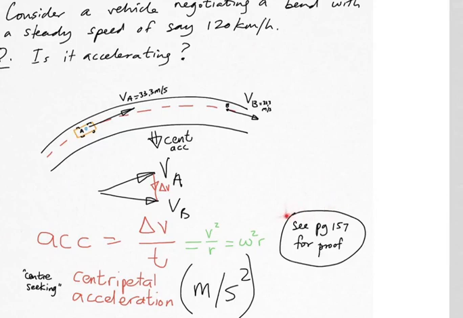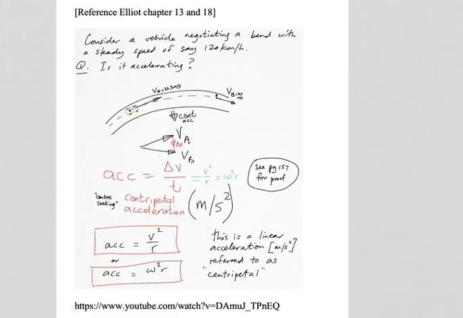The proof for what we've just done is on page 157 in your books. You're welcome to have a look at that. And while we're on the subject, another term for centripetal would be center seeking. So that's a good way to remember the direction of the acceleration. It is center seeking. It seeks the center of rotation. So in summary, any object that is moving in a circular path, be it at steady speed or changing speed, experiences centripetal acceleration.